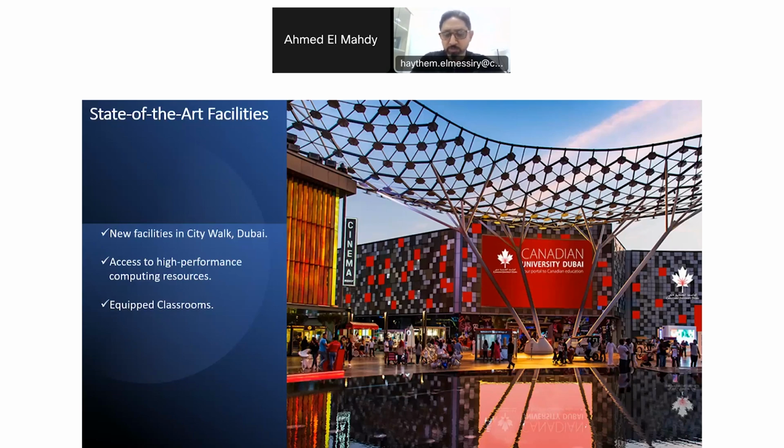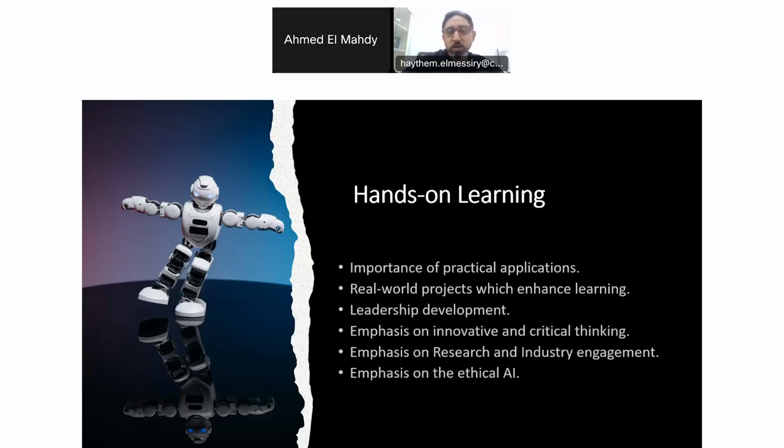So this is the first part, which is related to the facilities, and then we go to the second pillar, which is our educational vision. What we are looking for from the master program is what we call hands-on learning. The end product of the program is based on two emphases. The first is emphasis on innovative and critical thinking. Second, emphasizing research and industrial engagement. And this can be considered to build the capability of leadership development. So in order to have capabilities and leadership development, this can go through innovation ideas, and through research and industrial engagement, and actually this is applied with the importance of practical application and engagement with real world projects, which enhance the learning methodology itself.